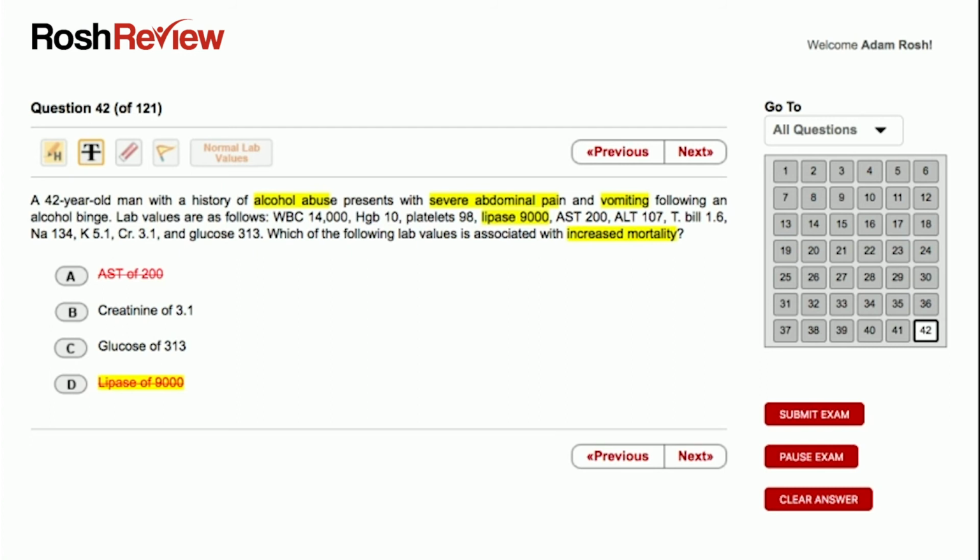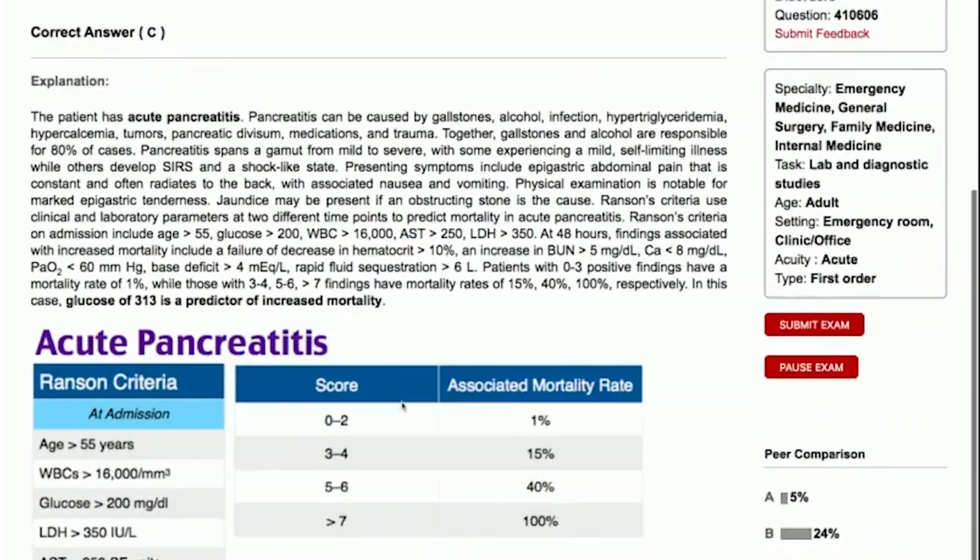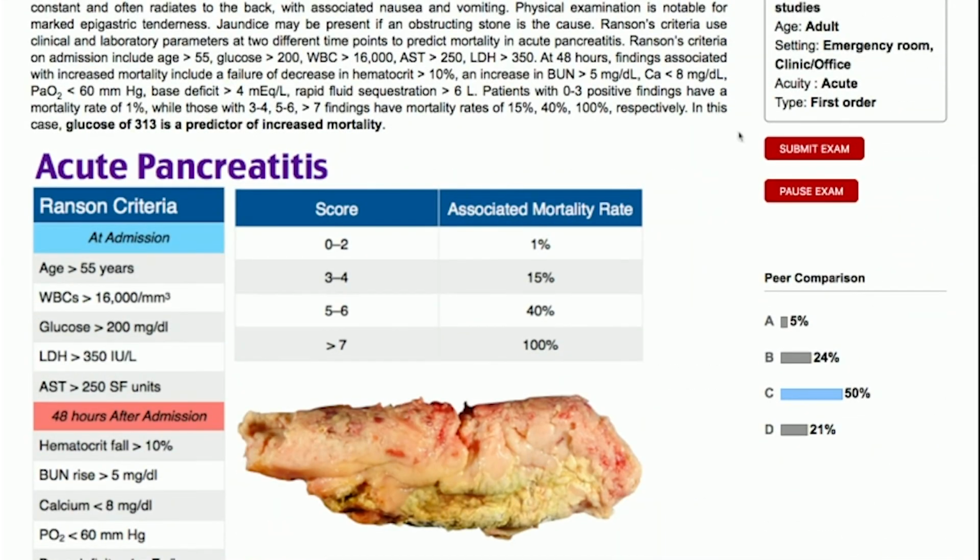So, all right. Of creatinine and glucose, creatinine is not part of Ranson's criteria, so we're going to cross that off. That leaves us with glucose of 313. Indeed, that is part of Ranson's criteria, a glucose over 200. And so this patient already has a single risk factor here, meets one criteria, and therefore has a 1% mortality due to his acute pancreatitis. Let's choose answer choice C. And sure enough, that is correct.